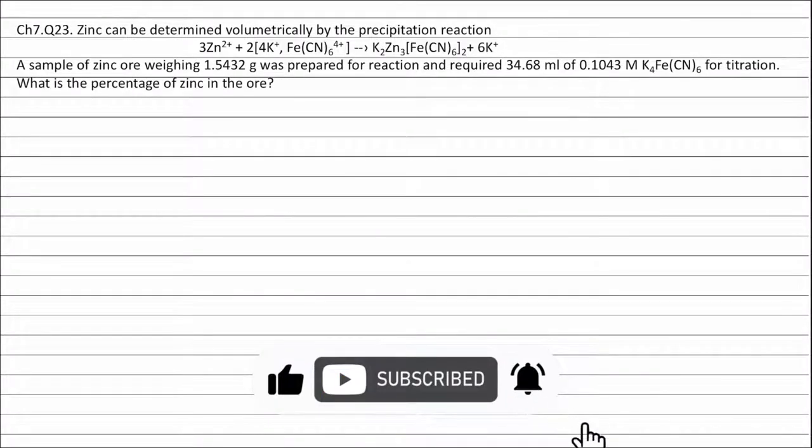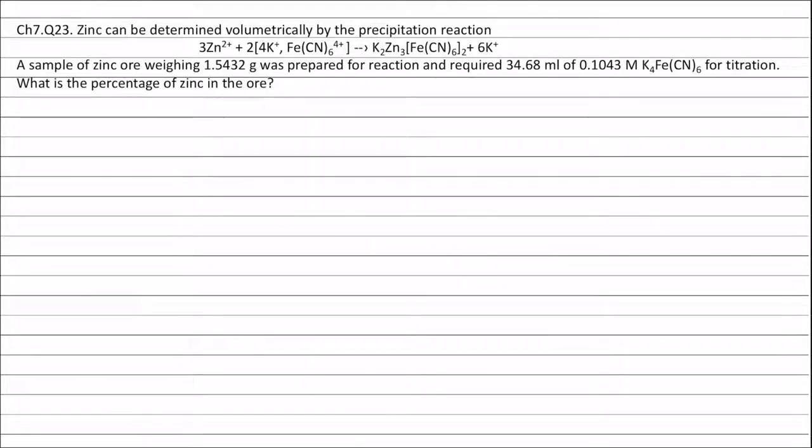Question 23. Zinc can be determined volumetrically by the precipitation reaction. This is the reaction which is given. A sample of zinc ore weighing 1.432 gram was prepared for reaction and required 34.68 milliliters of 0.1043 M K4Fe(CN)6 for titration. What is the percentage of zinc in the ore?